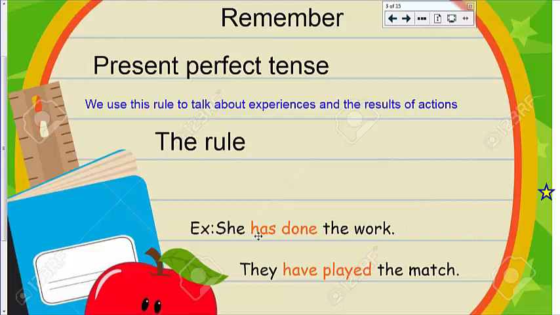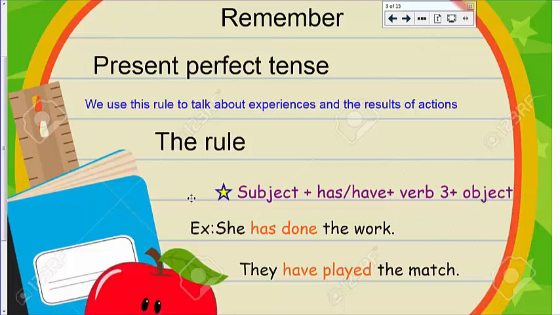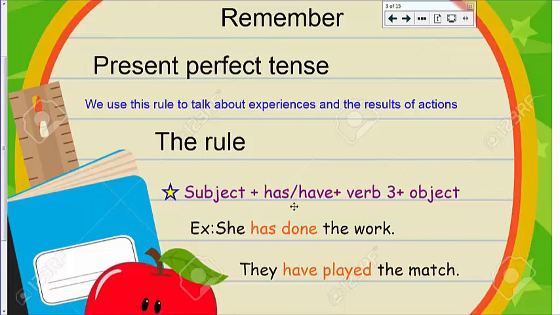With she, we use has. With they, we use have. So we can say has for singular and have for plural. This is the present perfect tense in active form. And we can put this as a rule to follow. Subject plus has or have plus verb 3 plus object.